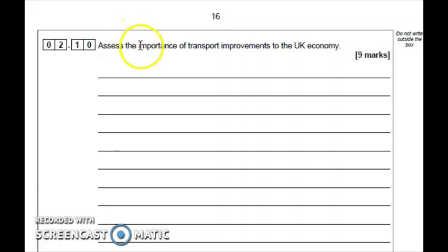Question 10. Assess the importance of transport improvements to the UK economy. Okay, so it's the 9 marker where we've got to basically say how important or how good it is that transport in the UK has improved, and we've got to try and link it to money the best we can as well. I'll be looking at this and thinking about 3 different things that have improved, and then I'll be trying to discuss whether they are really that important or not.